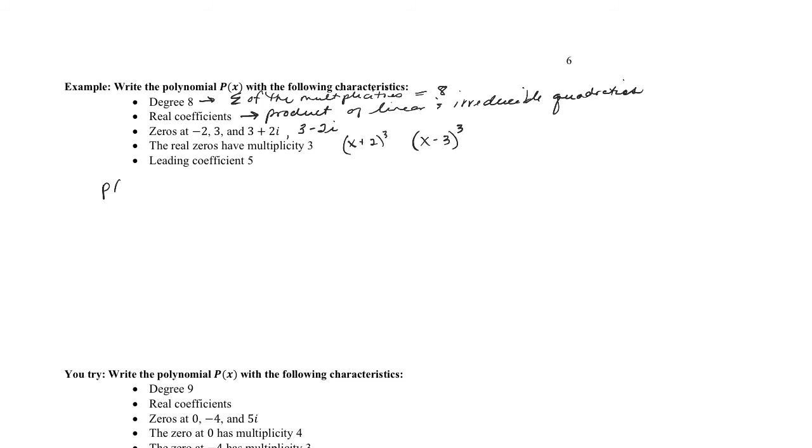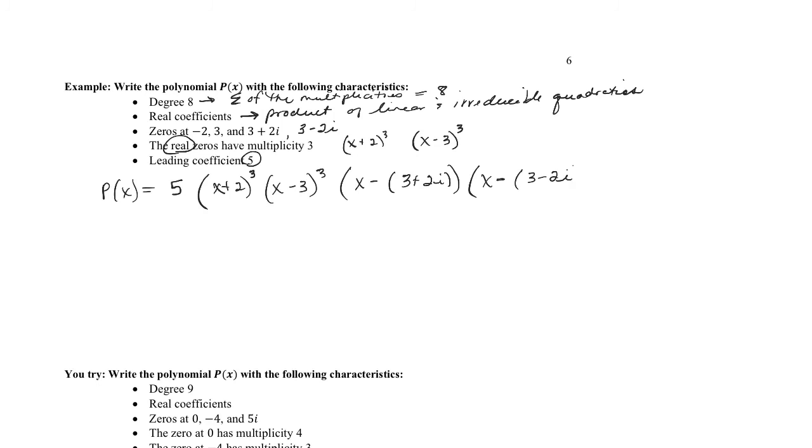So we put all of this together to come up with our polynomial. P of x is going to equal my leading coefficient 5, times my first zero at -2, so the factor is x plus 2, and I know the degree is 3. My second zero is at 3, so the factor is x minus 3. Again, the multiplicity is 3 because I was told that the real zeros have a multiplicity of 3. And then 3 plus 2i is my next zero, so I'll write that as x minus (3 plus 2i). And then finally, x minus (3 minus 2i).